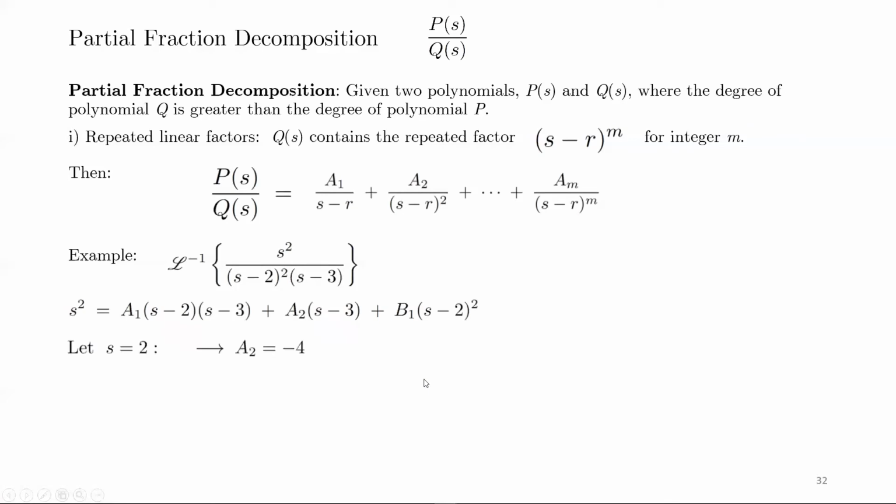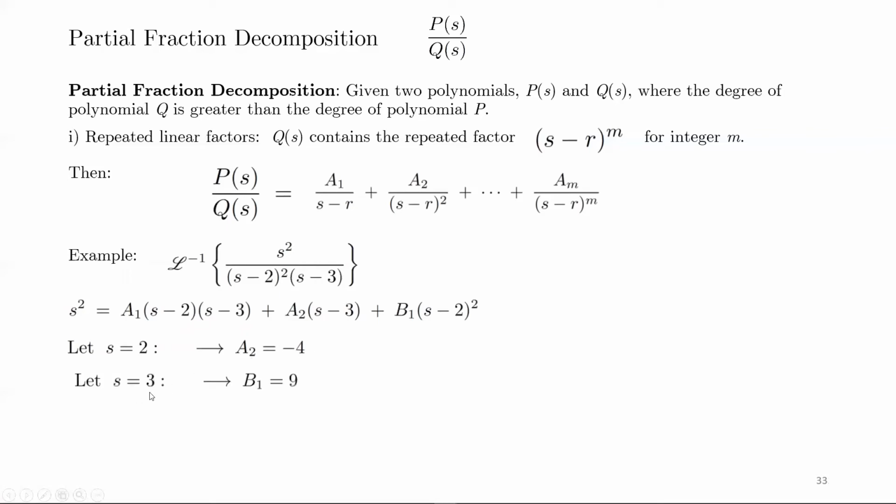I'm going to let S equal 2 here, because then A1 is going to be A1 times 2 minus 2, which is 0, so that term's going to disappear. The B1 term, 2 minus 2 is 0, so that one disappears. We just get left with A2. Okay, so we get left with 2 squared, which is 4, equals A2 times 2 minus 3, which is negative 1. So we find that A2 is equal to negative 4.